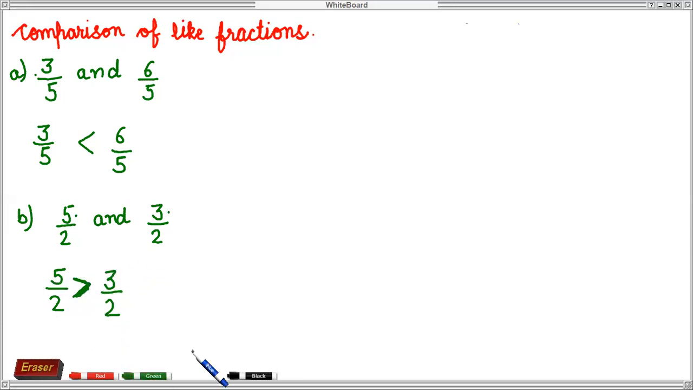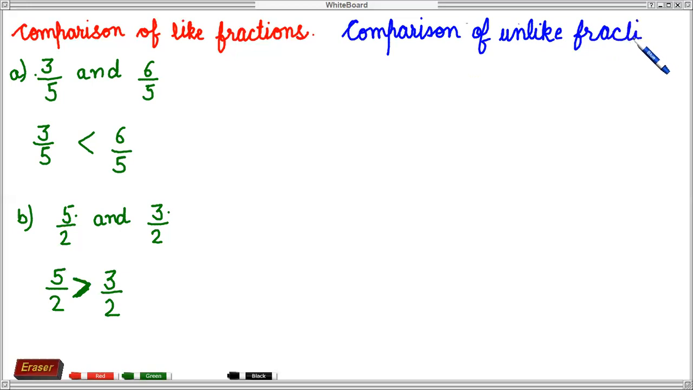Now the next topic is comparison of unlike fractions. As you know, unlike fractions don't have the same denominator. For example, it is 2 by 3 and another one is 1 by 4. So these are the unlike fractions. It is 3 and it is 4. So what we have to do here, first we convert these unlike fractions into like fractions.